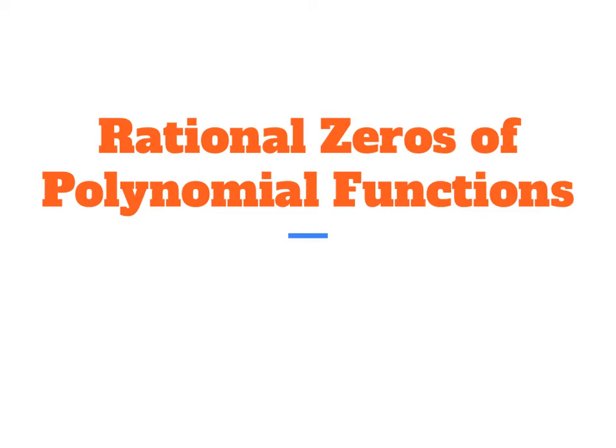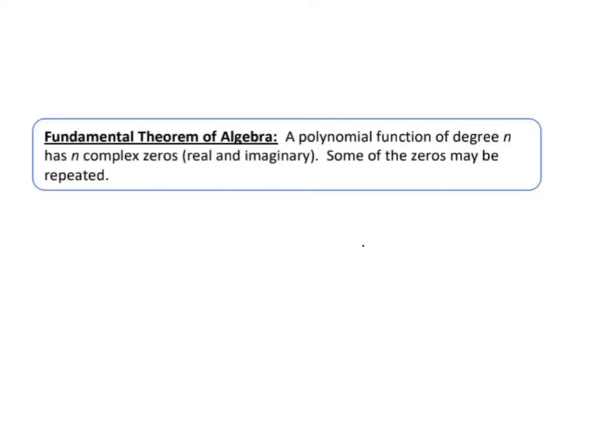In this lesson, we're going to learn how to find all the rational zeros of polynomial functions. I want to first mention one of the most important theorems in Algebra 1. We call it the fundamental theorem of Algebra. And what it states is that a polynomial function of degree n has n complex zeros. That means the zeros, or the x-intercepts, have to match the degree.